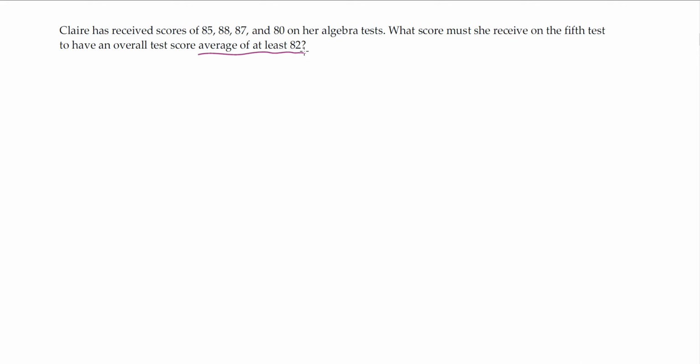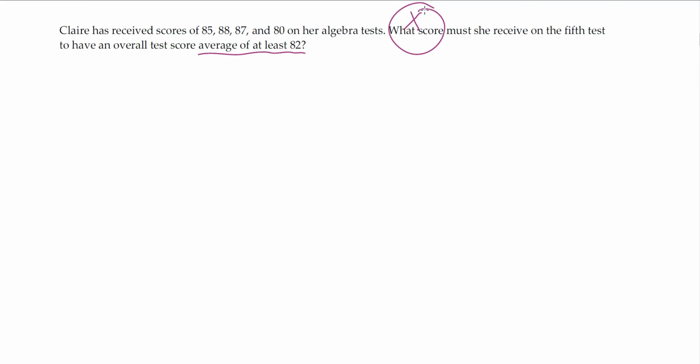Now, the first question is average. How do we find an average? Averaging is when you add them all up and divide by how many total you have. We're given 4 tests, and the question is, what about the fifth test? So what score, x, is usually what we call an unknown variable. You can call it something else like s if you'd like.